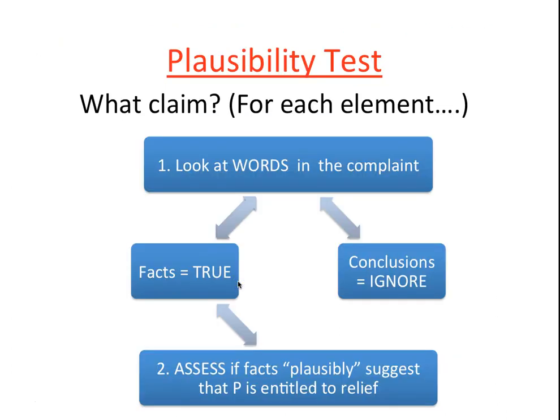If you want to look at it as a diagram, here it is. Once again, we look at the words in the complaint, but now we're going to ignore conclusions. Plaintiff is not entitled to rely on them. Any facts in the complaint we're going to presume are true. And then we're going to ask if the facts, presumed as true, plausibly suggest plaintiff is entitled to relief.